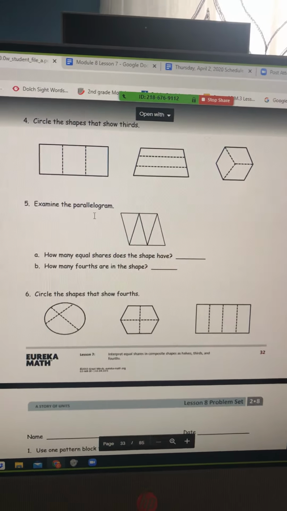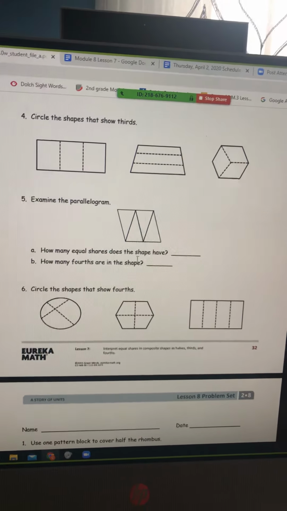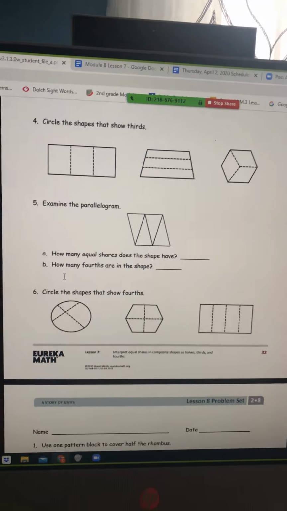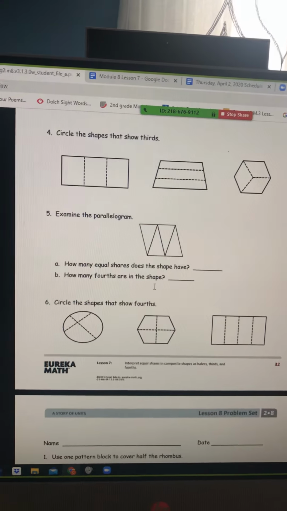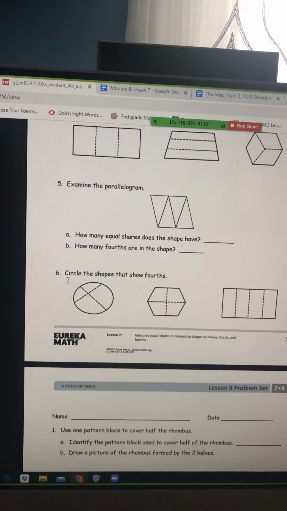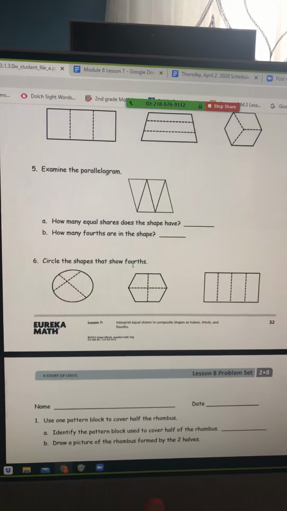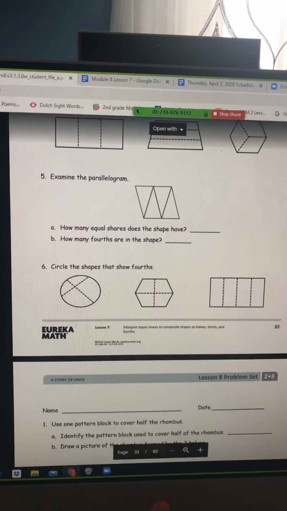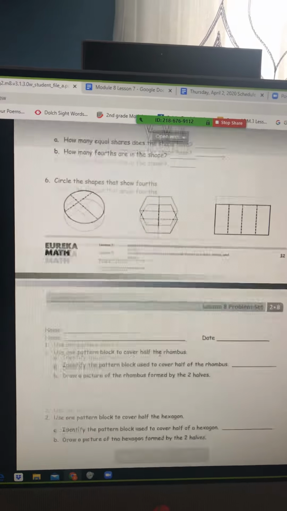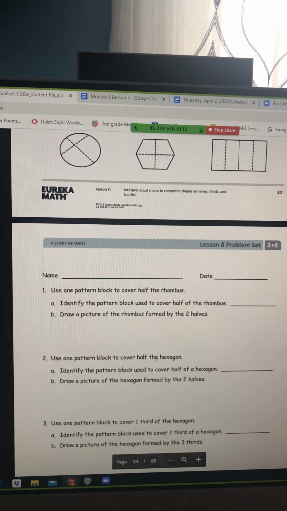Question 5, examine the parallelogram. How many equal shares does it have? How many fourths are in the shape? Question 6, circle the shapes that show fourths. Not every shape shows fourths. Remember, they have to be equal sizes.